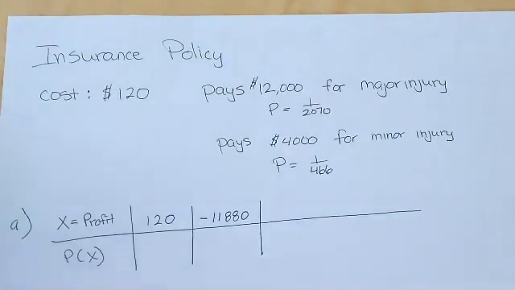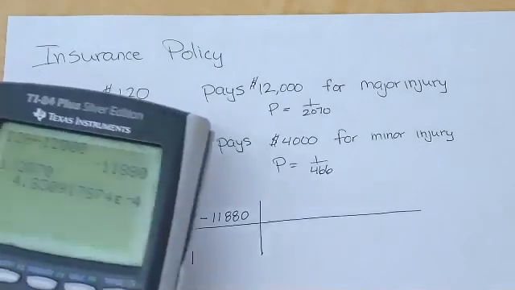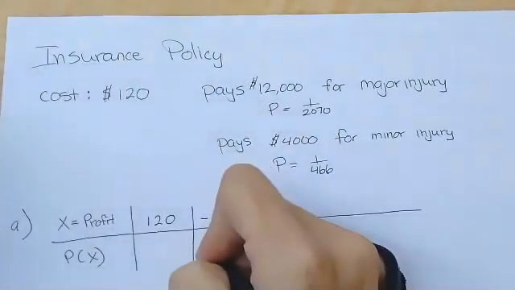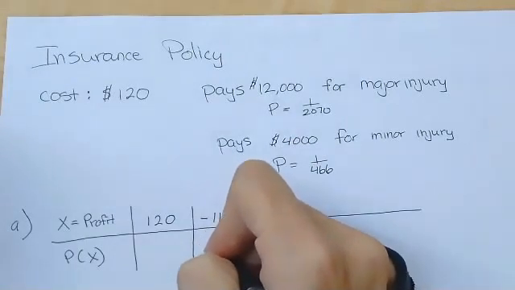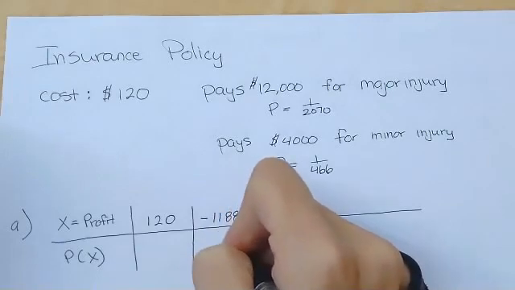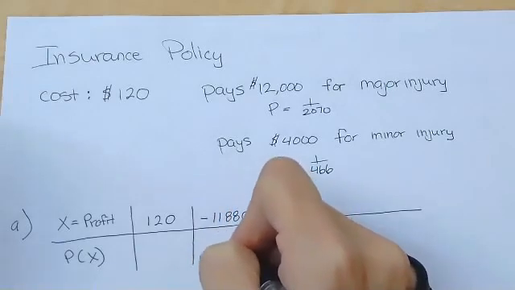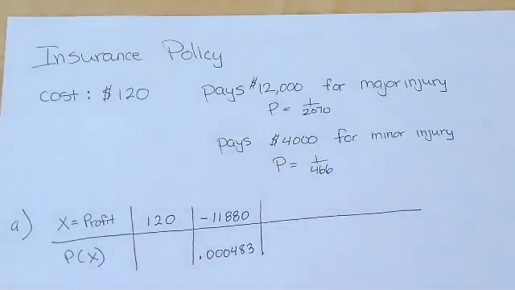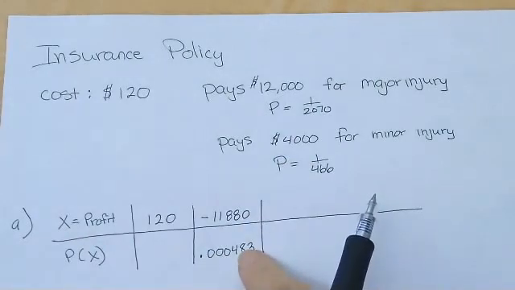And I know that in the book, it said to round that to 4 decimal places. So I don't care if you put it in fraction form or decimal form, but it did say to round to 4 decimal places or 6 decimal places. So I will do that. So this is 0.000483. Okay. Fortunately, you know, people's chances of having a major injury are quite low.